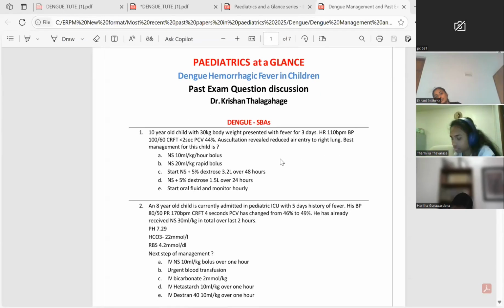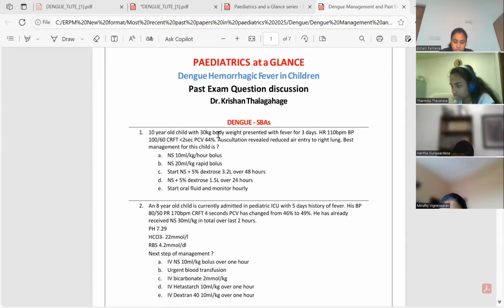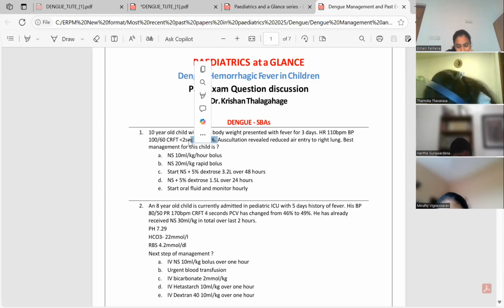Right. Okay. A 10-year-old child with a body weight of 30 kilos presented with fever for 3 days, heart rate 110, blood pressure 100/60, capillary refilling time less than 2 seconds, PCV 44. What is the fluid management?